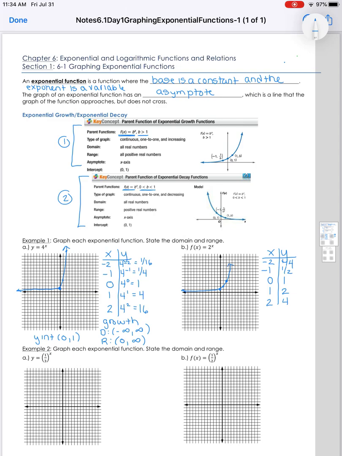And again, you have the same appearance. So this is still a growth scenario. The domain is still going to be all of the x's, so negative infinity to positive infinity. The range is anything from 0 to positive infinity. And the y-intercept is going to stay at 0, 1. Okay, so A and B are very similar to each other. Same problem, it's just the base changed.